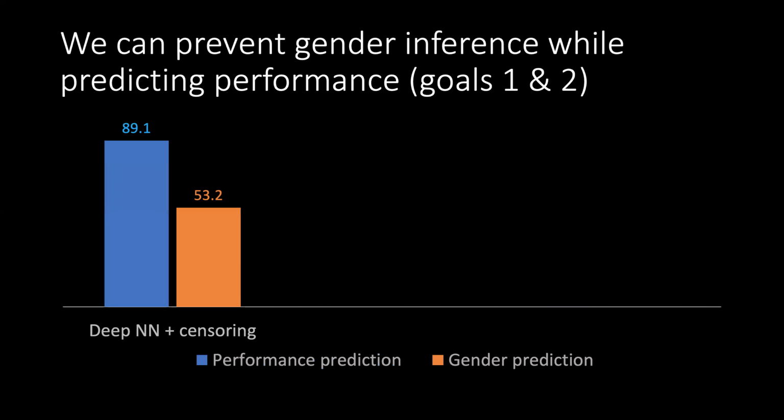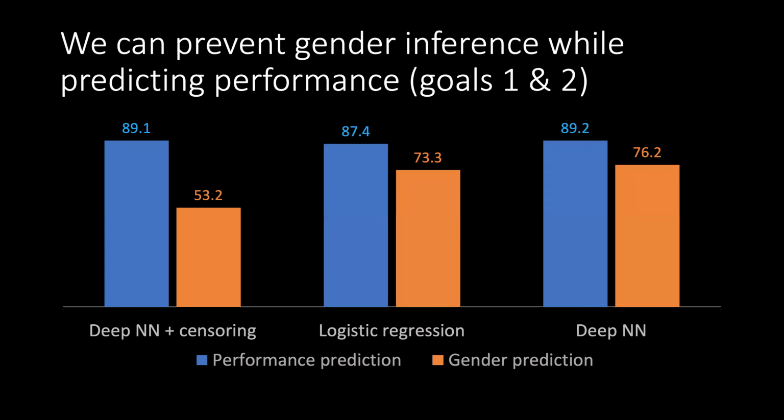Now the good news is that using this model, we could prevent gender inference. You can see the performance prediction and gender prediction. Gender prediction accuracy is at the baseline level, or chance level. For comparison, we trained 2 sets of models to independently predict performance and gender. You can see that the constrained model predicts performance with the same accuracy as other models, while bringing down the gender inference accuracy to the chance level.